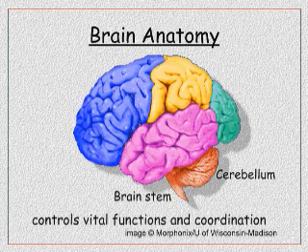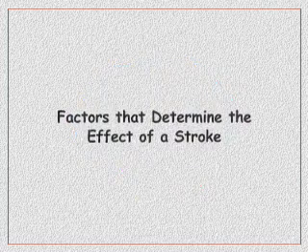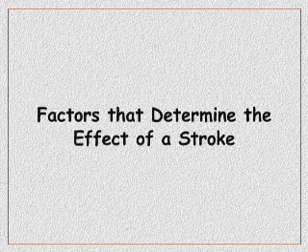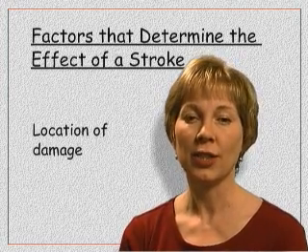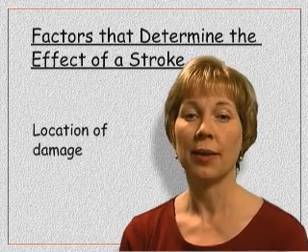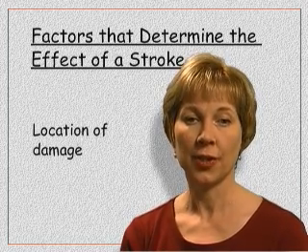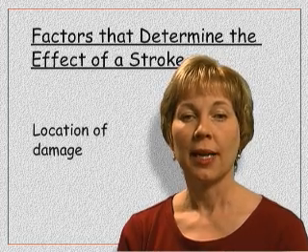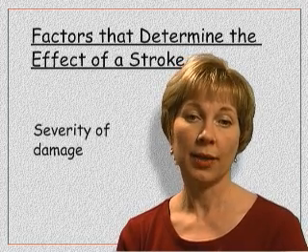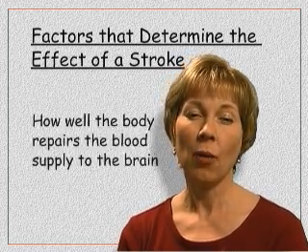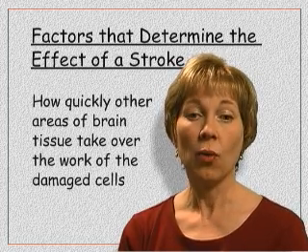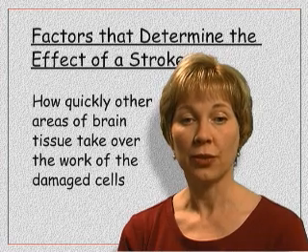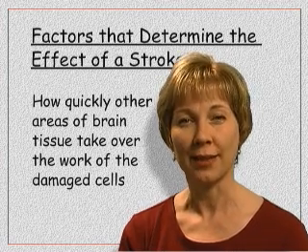For example, breathing. Factors that determine the effect of a stroke include the location of the stroke. Some locations cause more effects than others, or more symptoms. The severity of the stroke, or the damage to the brain, and how well the body repairs the blood supply to the brain. Also, how quickly other areas of the brain tissue take over the work of the damaged cells.